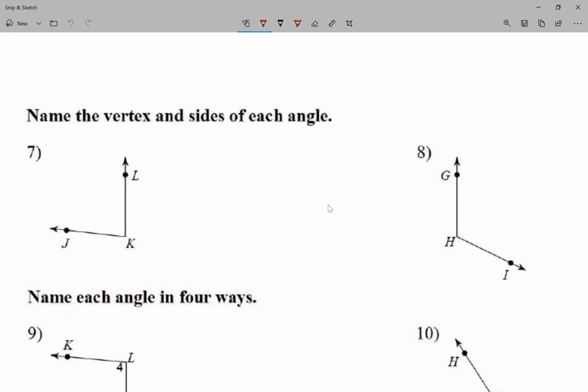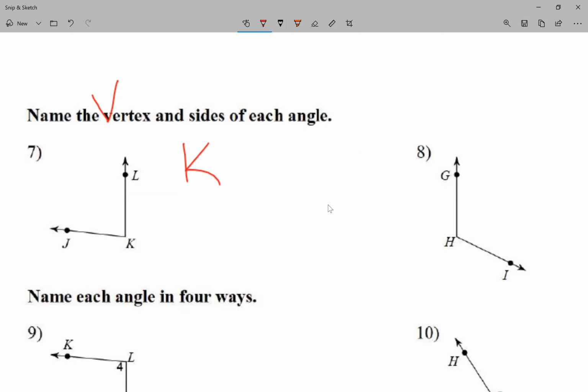One interesting part of vertex, if I just look at the first letter, V, right? It looks like a corner. The vertex is basically the point at the corner. So when I'm looking at number 7, I'm looking at the letter right at the corner of my angle. When I say the vertex is K, that's it, right? It's K, that's the vertex.